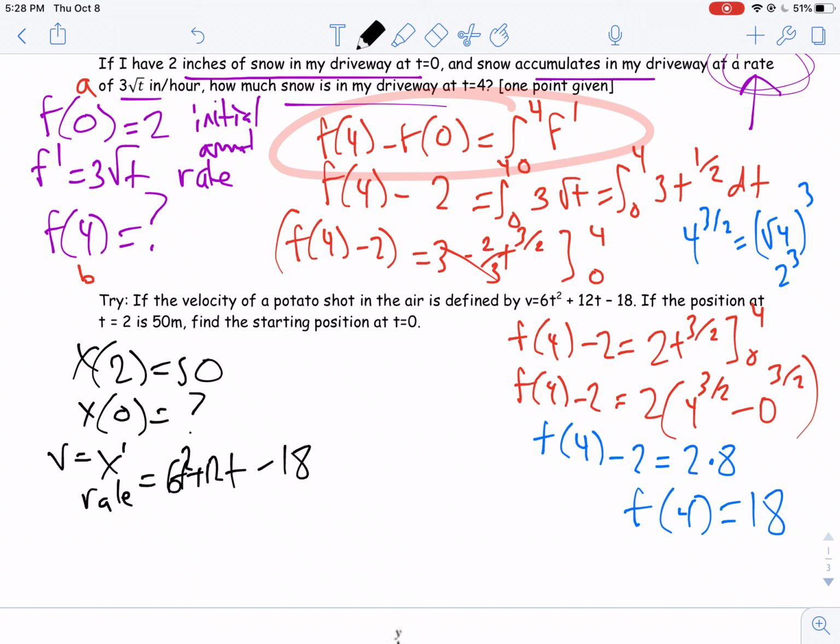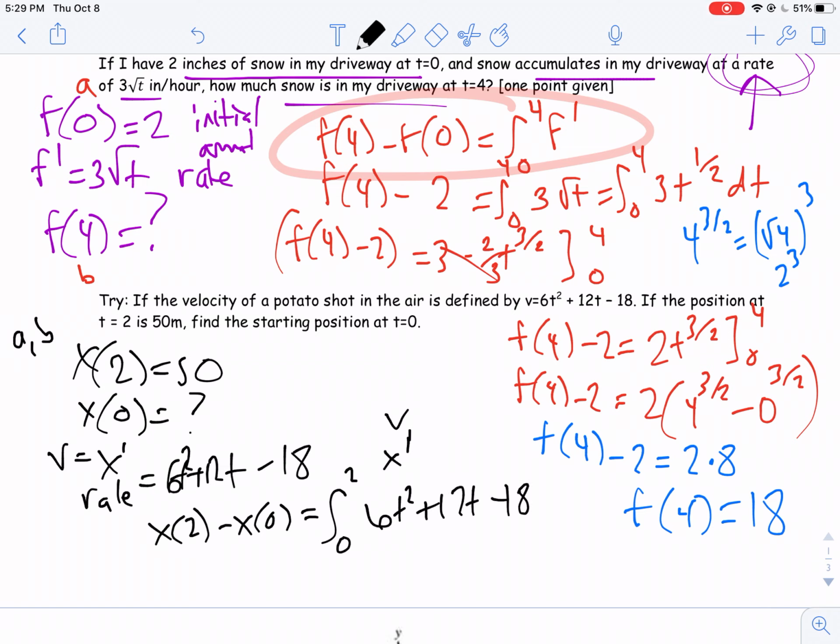So my setup for this problem, again, my a and my b are the 0 and 2 we have here. So my setup here is x of 2 minus x of 0 is the integral from 0 to 2 of my x prime, which is just my velocity equation. So I'm just integrating that 6t squared plus 12t minus 18 dt, and then I'm going from there. Like, solving this is obviously pretty easy. But the setup is the key, is getting to this point. They're recognizing we have this rate, we have this initial condition, and that's how we find the other value here.